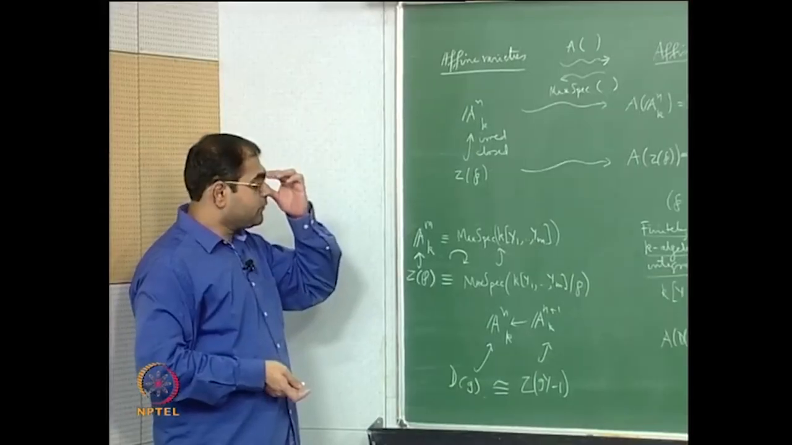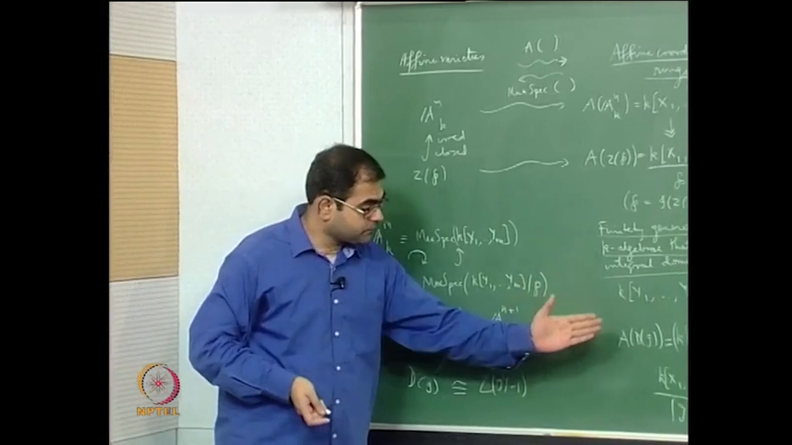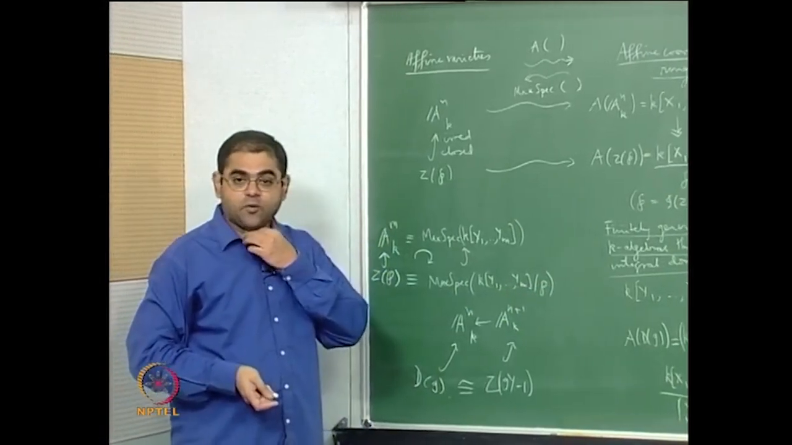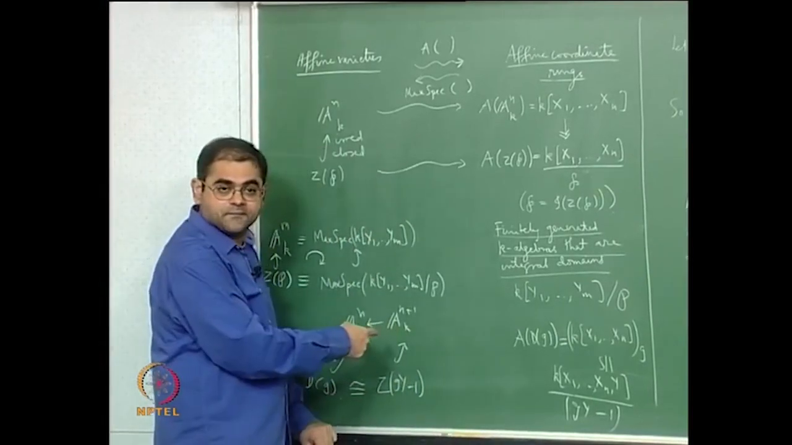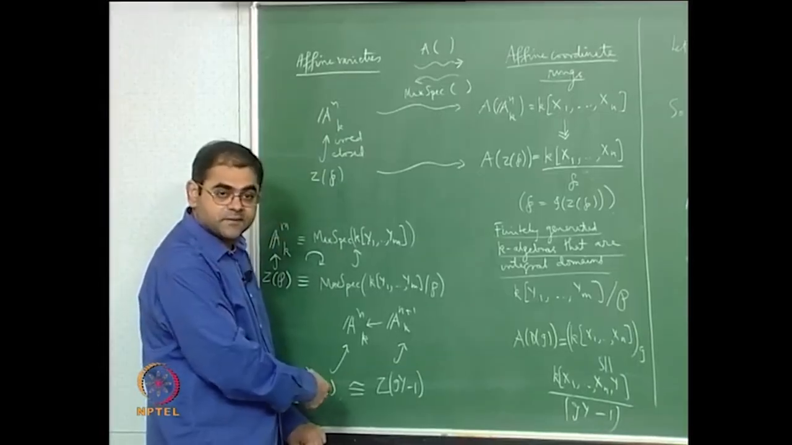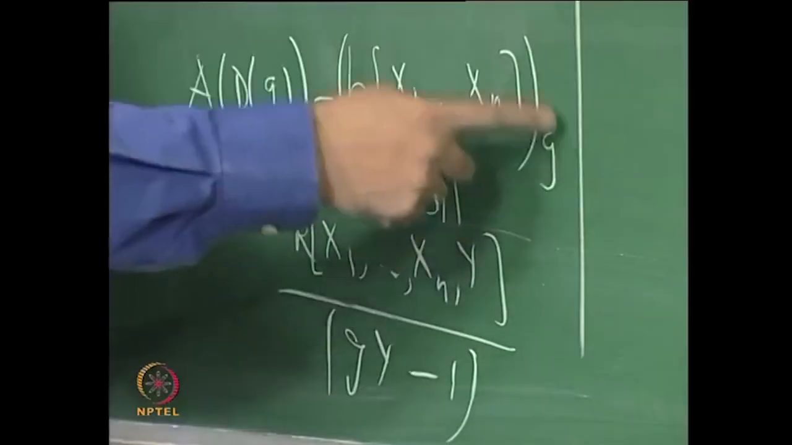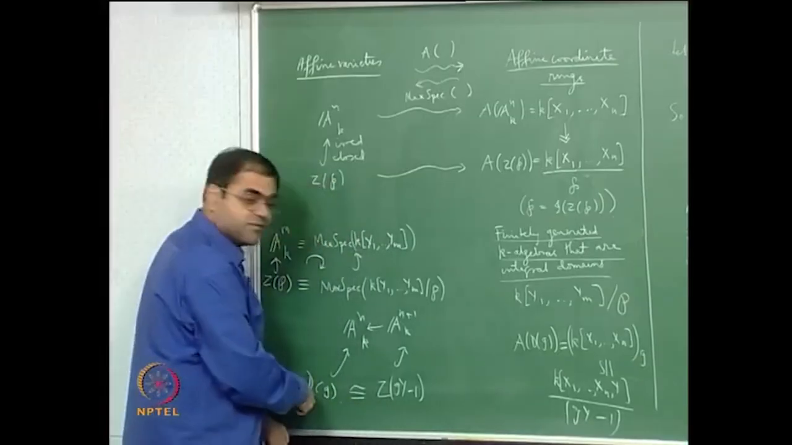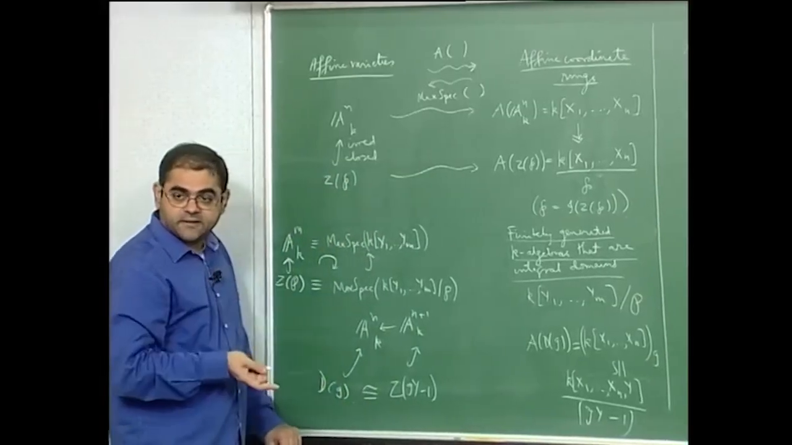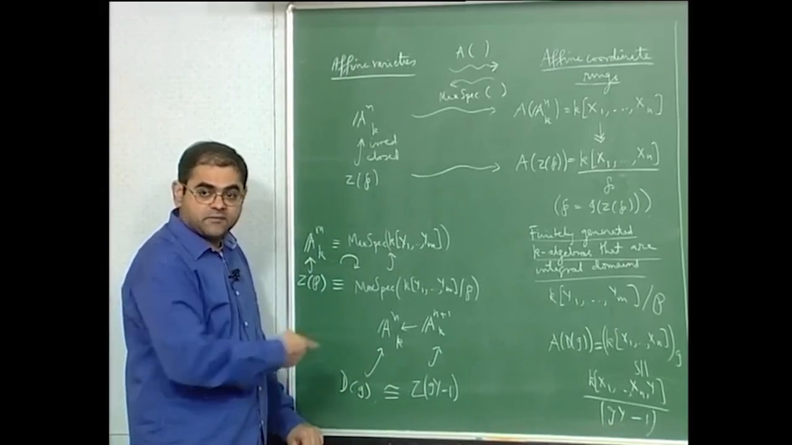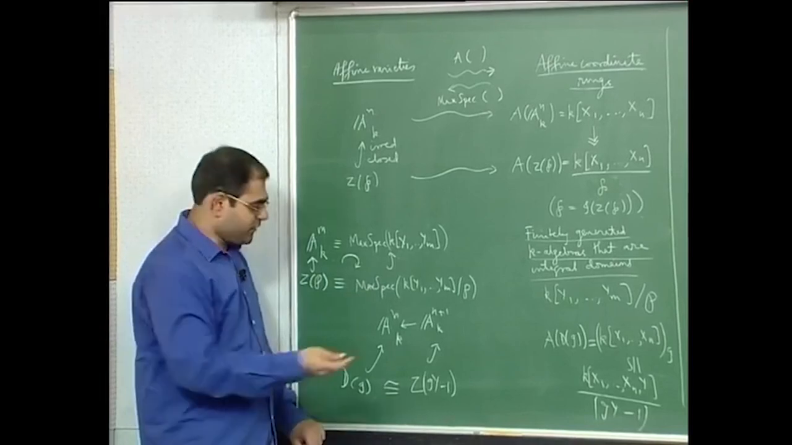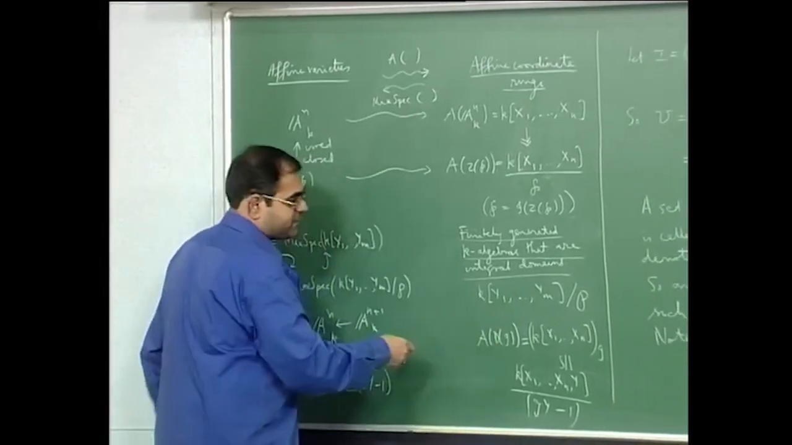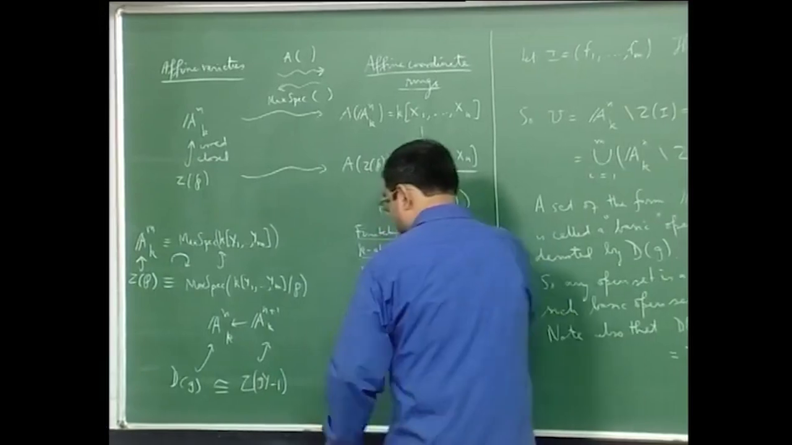Now, if you want to believe things, what you should expect is, if I take max spec from here to here, I should get back my DG. If I take max spec of this localization, I must get DG if everything is correct. If everything fits into the picture properly, and that is the case. In fact, if you apply max spec to this, you do get DG.